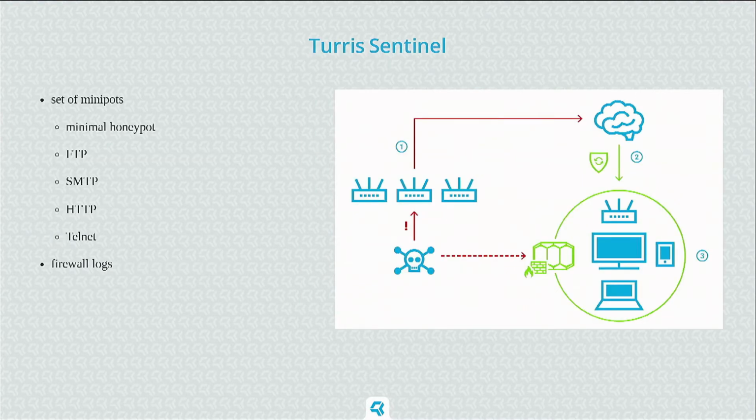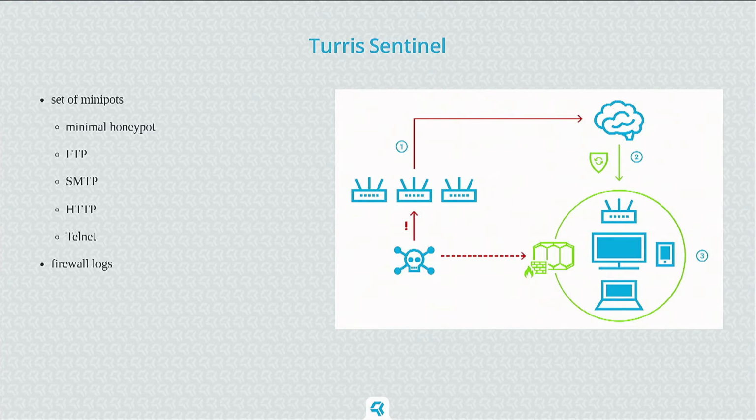So how does our Turris Sentinel work? We have a set of minipods. I will tell you which. We call them minipods because they are minimal honeypots. They are not full honeypots because honeypots have quite some complexity. And if you are doing something complex, it's easy to make an error, mistake, some bug, and then you get from honeypot to possible vulnerability really easily.